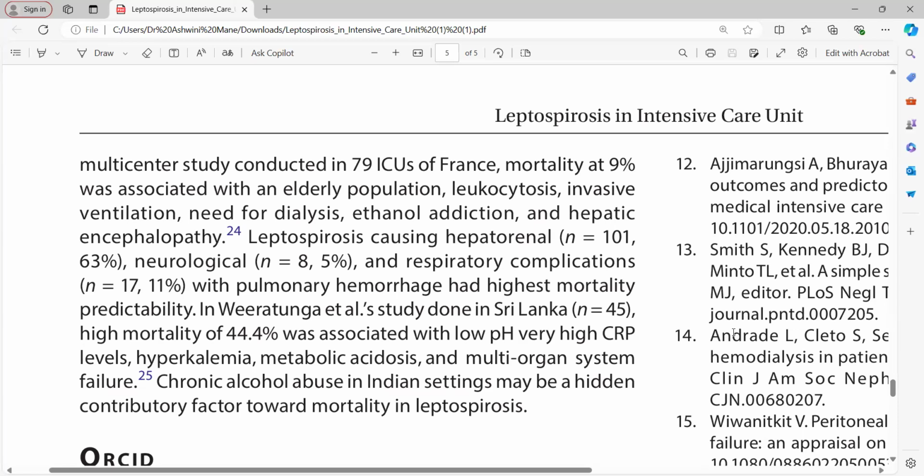And in the study by Vartanga et al. done in Sri Lanka, a high mortality of 44.4% was associated with low pH with very high CRP level, hyperkalemia, metabolic acidosis, and multi-organ system failure. Chronic alcohol abuse in the Indian setting will be the hidden contributory factor towards mortality in leptospirosis. Thank you, guys.